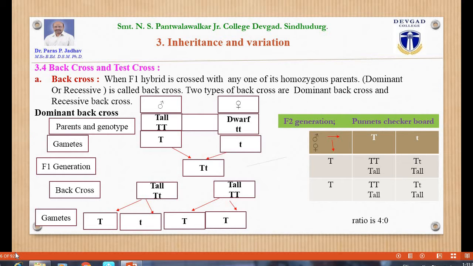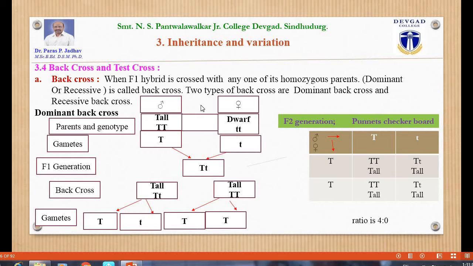Now, the next point of the topic, inheritance and variation, is back cross and test cross. See here the definition of back cross. When an F1 hybrid is crossed with any one of its homozygous parents, dominant or recessive, it is called a back cross. There are two types of back cross. One is dominant back cross and the second is recessive back cross.